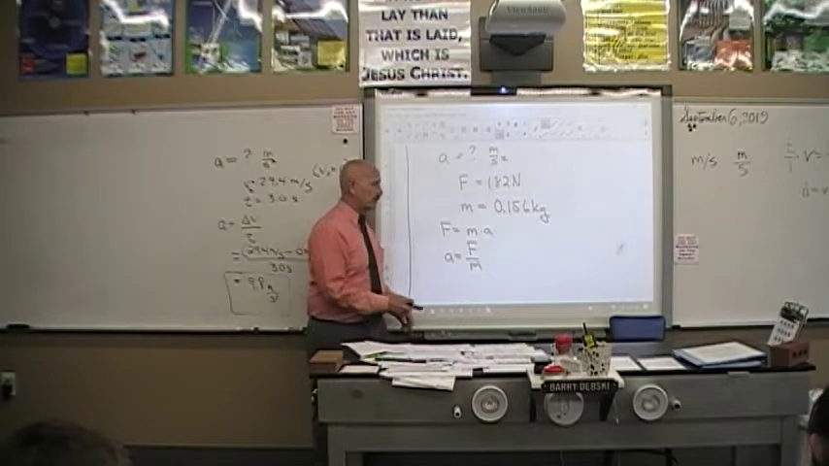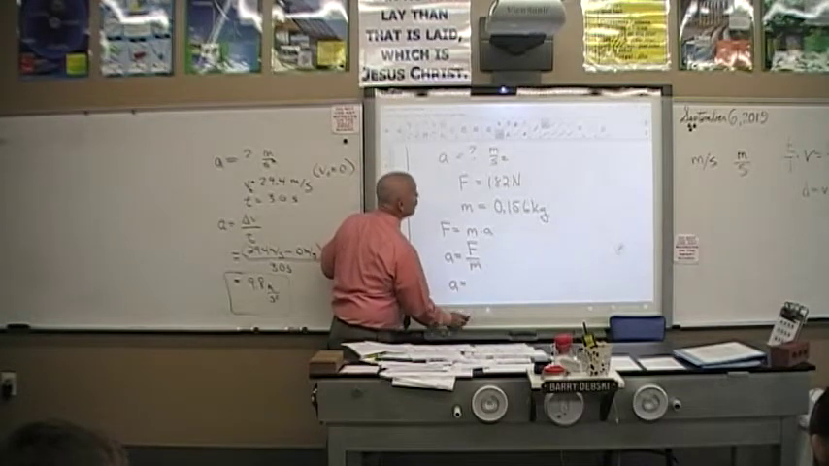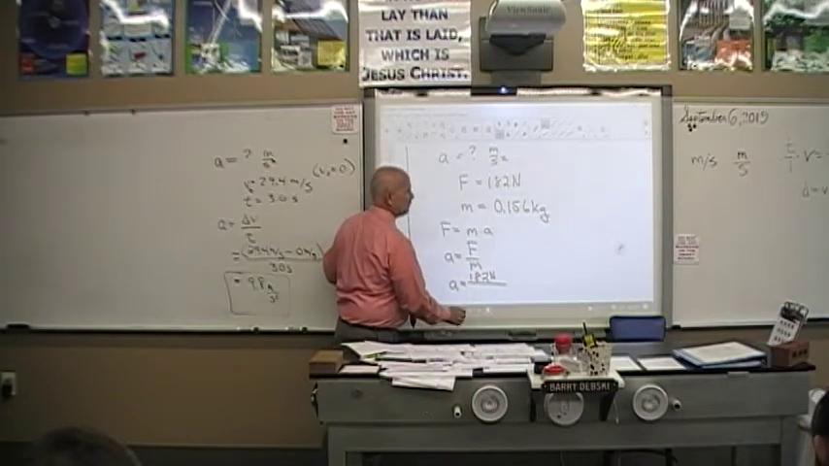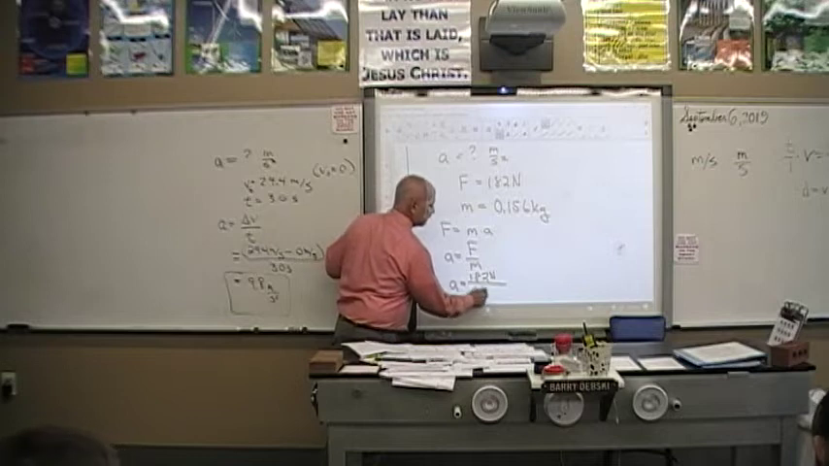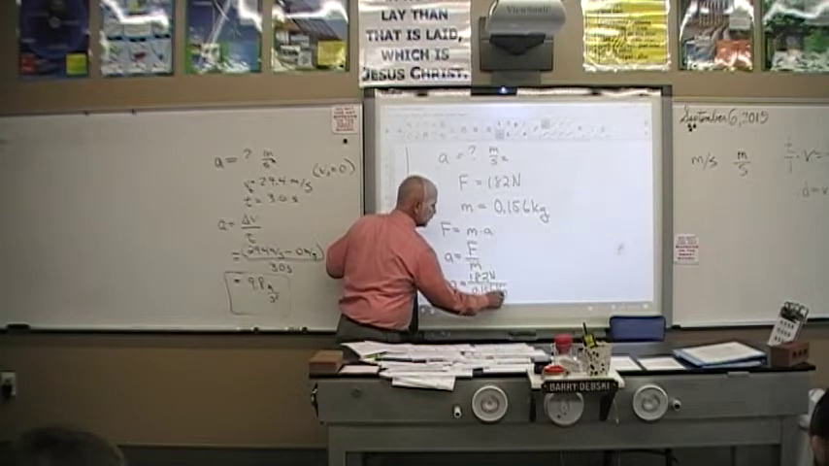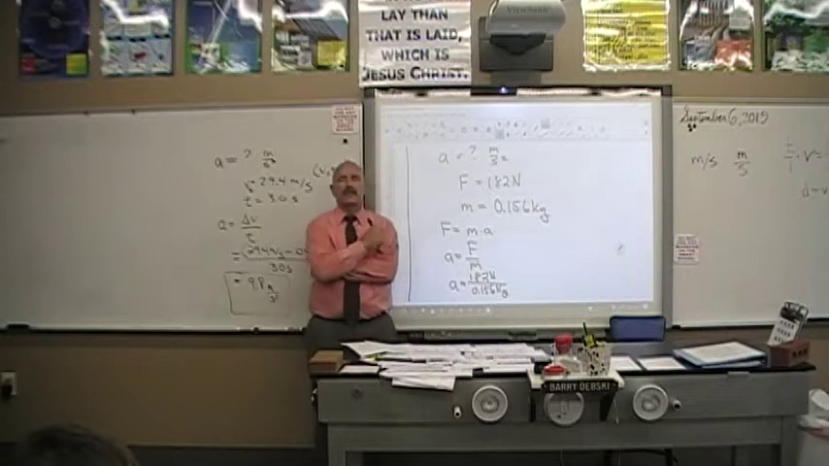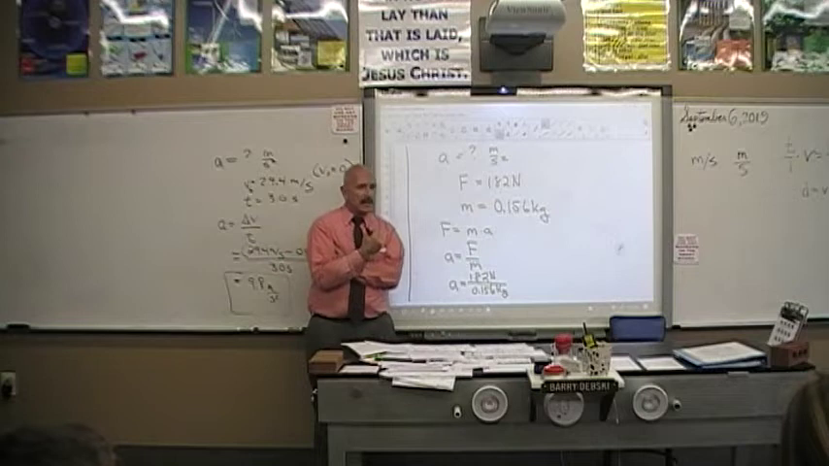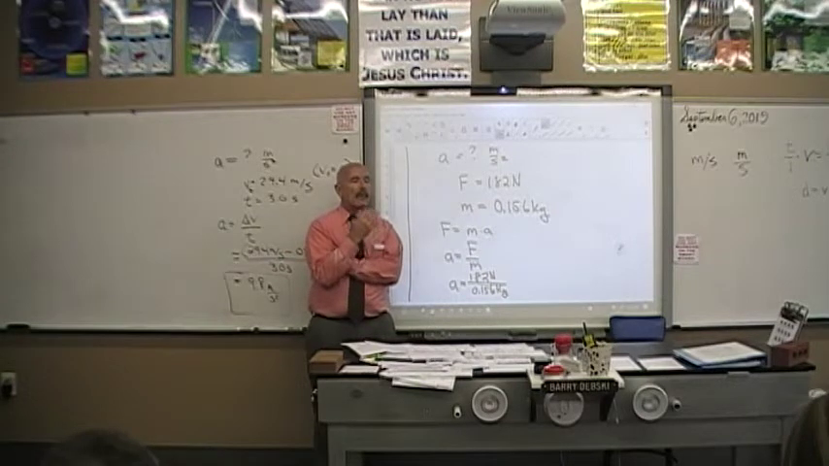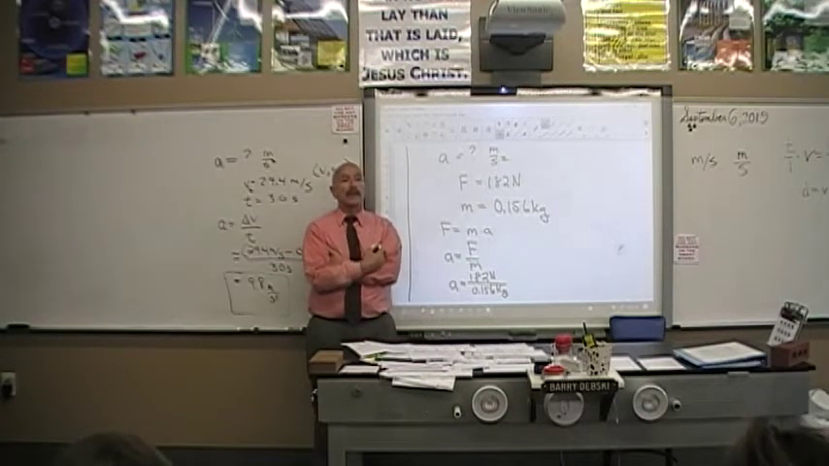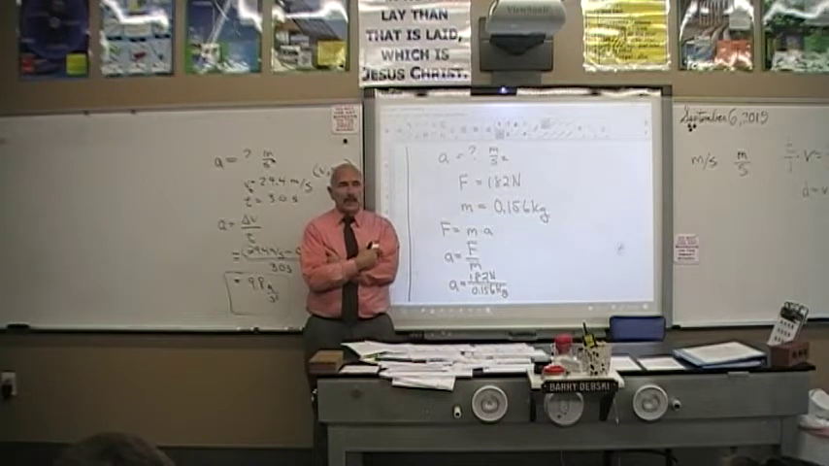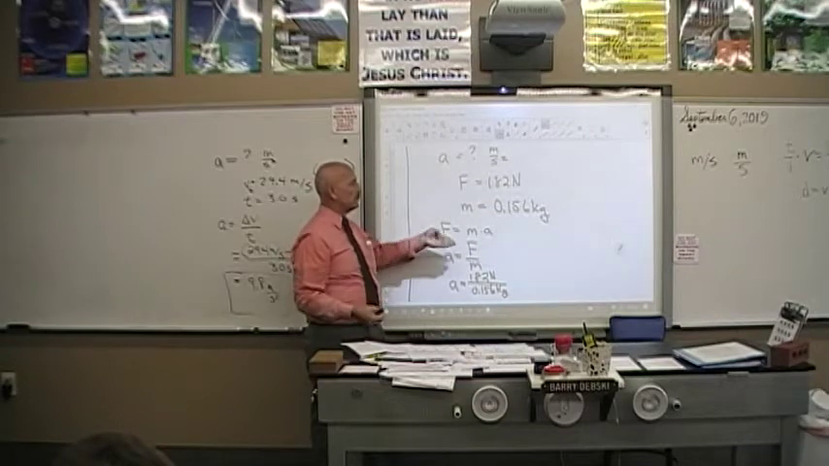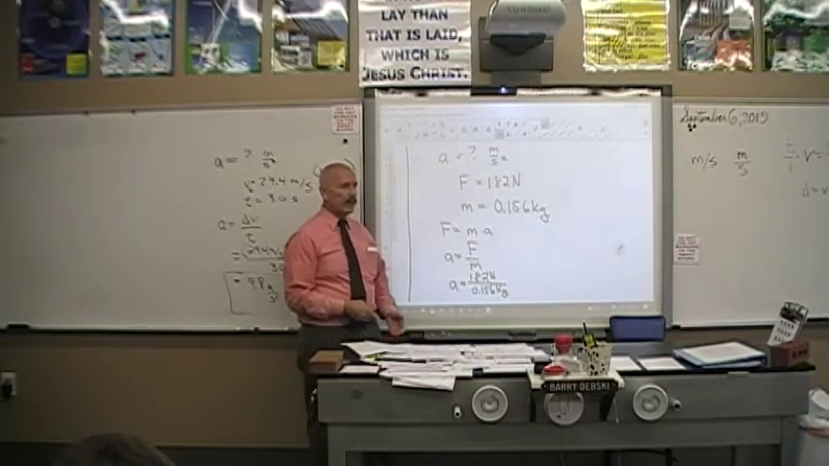Now, the next step is substitute. We'll see 182 newtons divided by 0.156 kilograms. The question is, are the units going to work out? Now, newtons are a derived unit, as are a lot of these, okay? And we need to know where a newton actually comes from. So again, it goes back to this formula. The newton is actually a derived unit that comes from mass times acceleration.